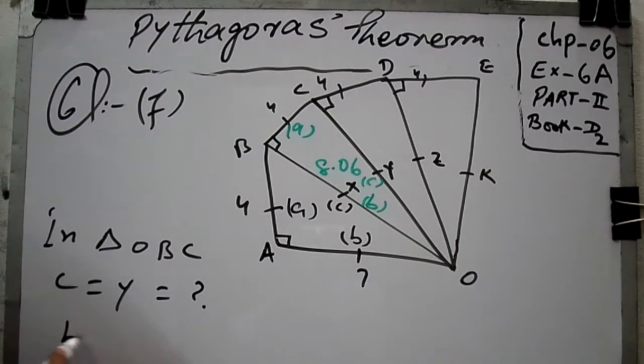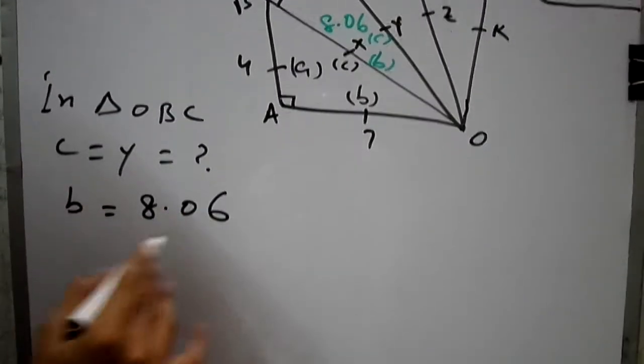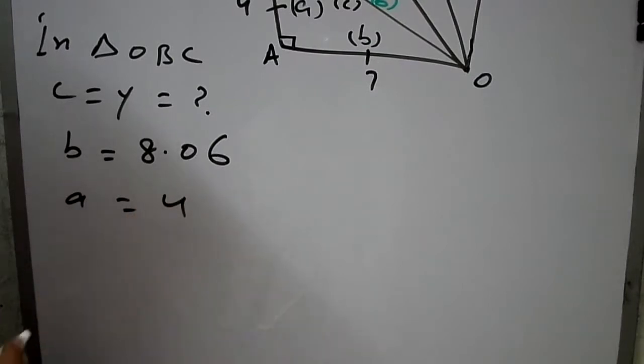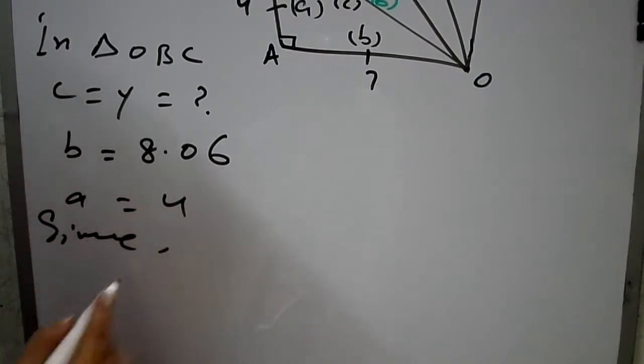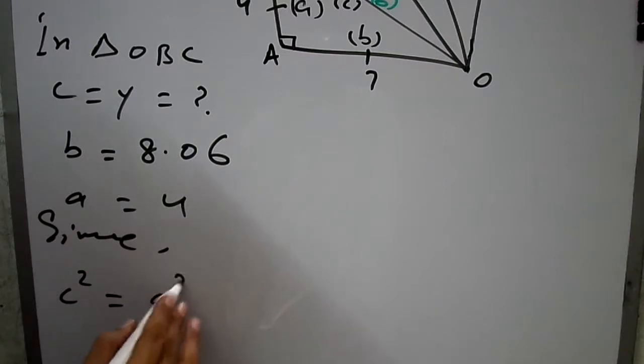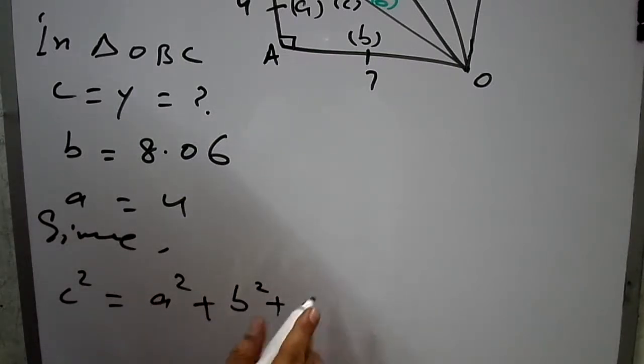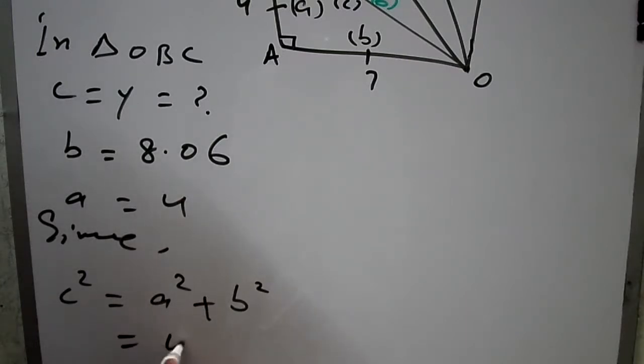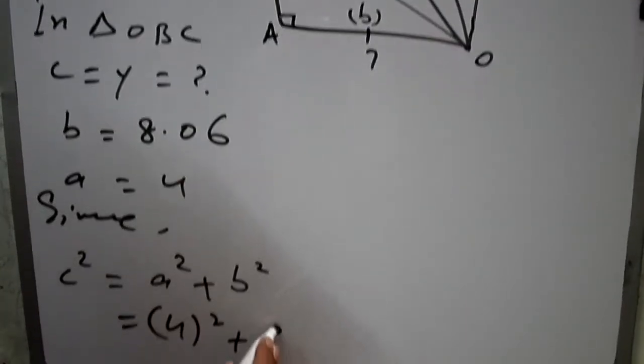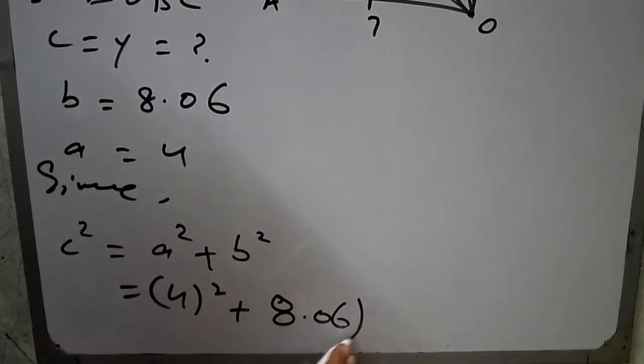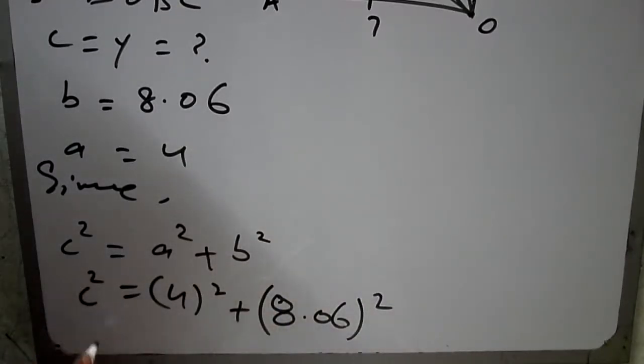So the base is 8.06. The value of A altitude is 4. Since we have a formula, that is C square is equal to A square plus B square. So putting the values, the value of A is 4, B is 8.06 whole square, that is your C. So C square is equal to 4 4s are 16 plus 8.06 squared. You have to find it with the help of a calculator.